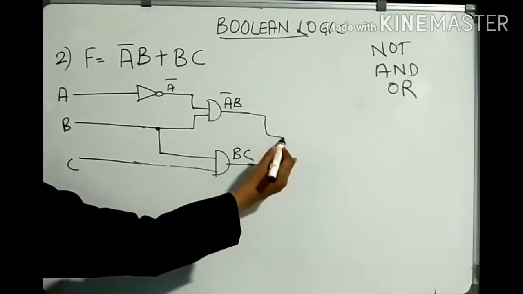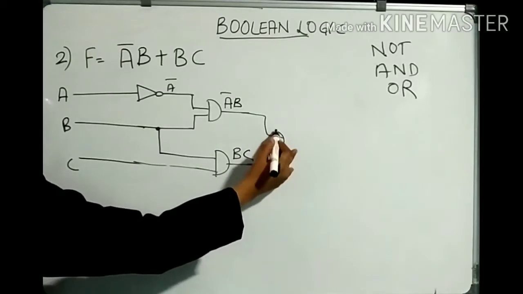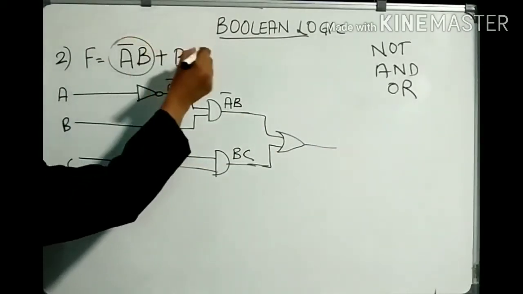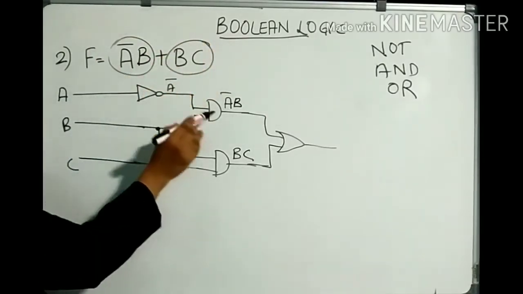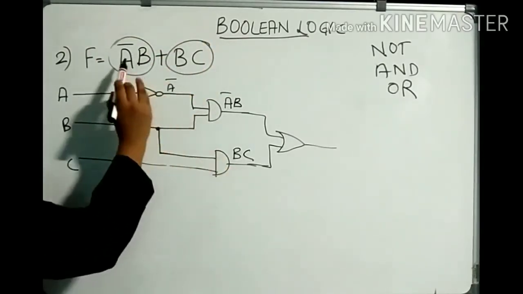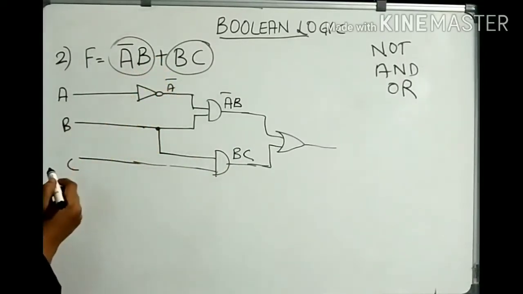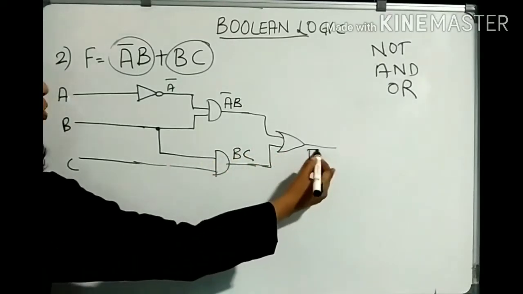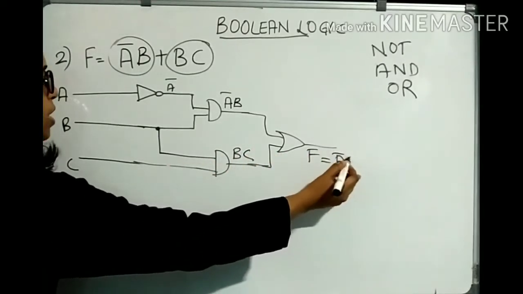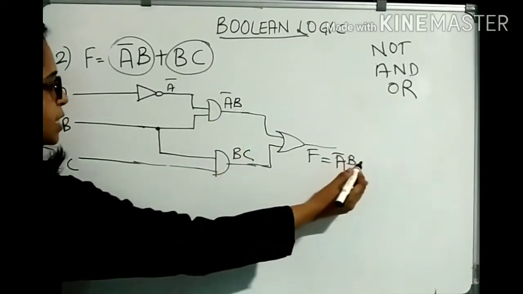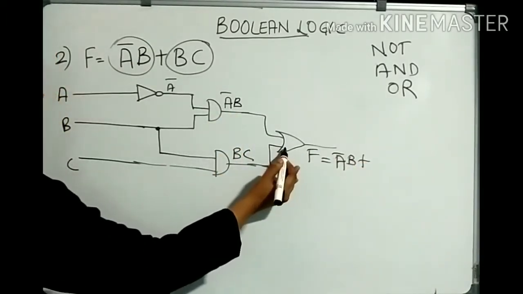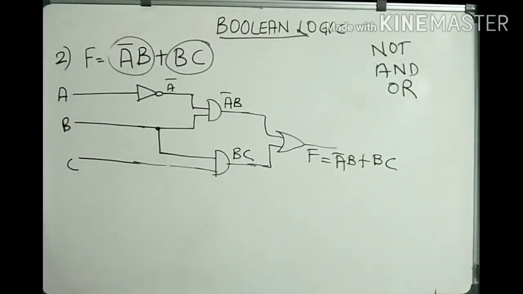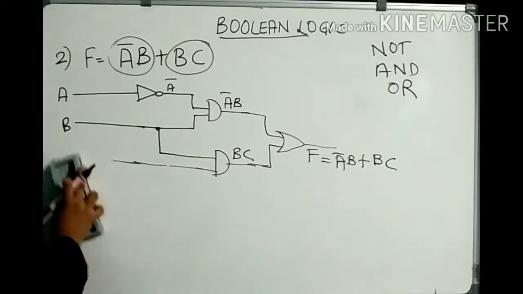And finally what is happening? These are fed into the OR gate, because it is plus here: A bar B and BC. So between them we have an OR operator, so we have to give an OR gate here. So what will be the output? F will be A bar B plus BC, plus because it is an OR gate. So this is also done.